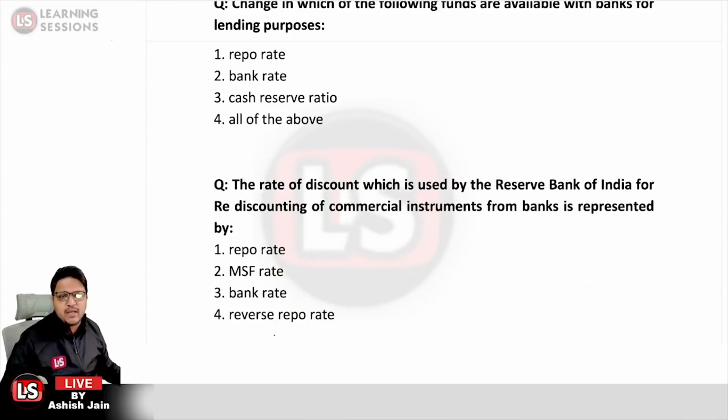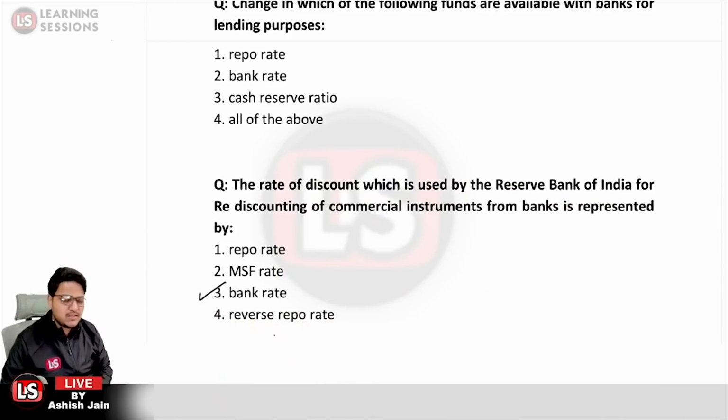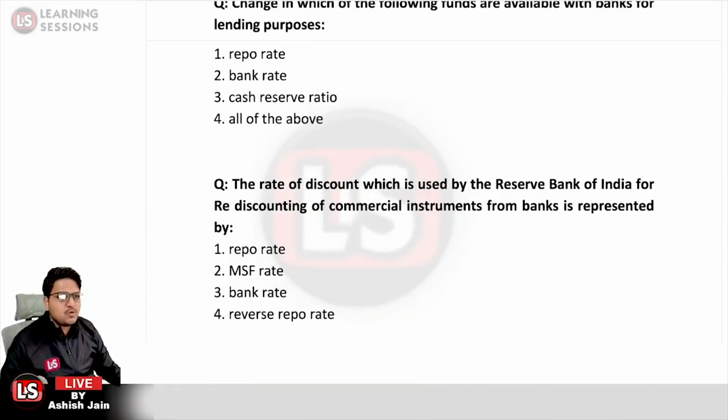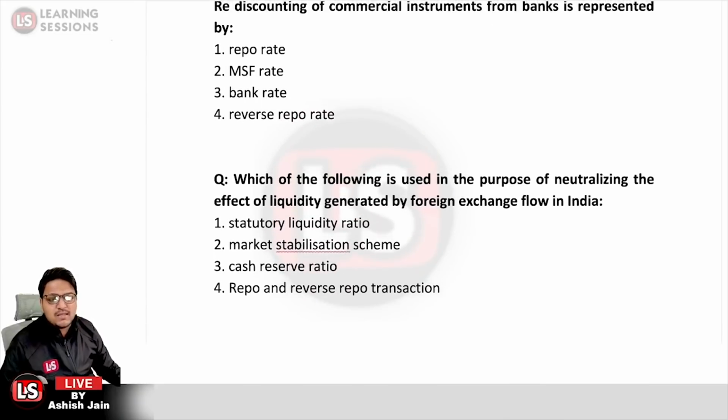So the answer over here is option C, that is bank rate. So bank rate over here is the right answer, question number 2. Now let's move to the next question. It's related to which of the following is used for the purpose of neutralizing the effect of liquidity generated by foreign exchange flow.